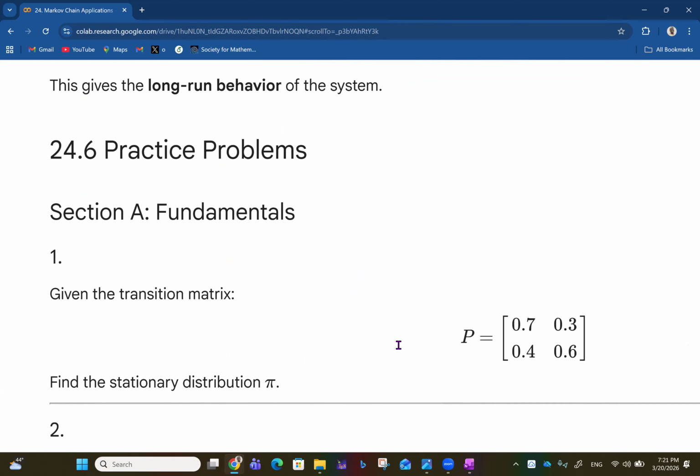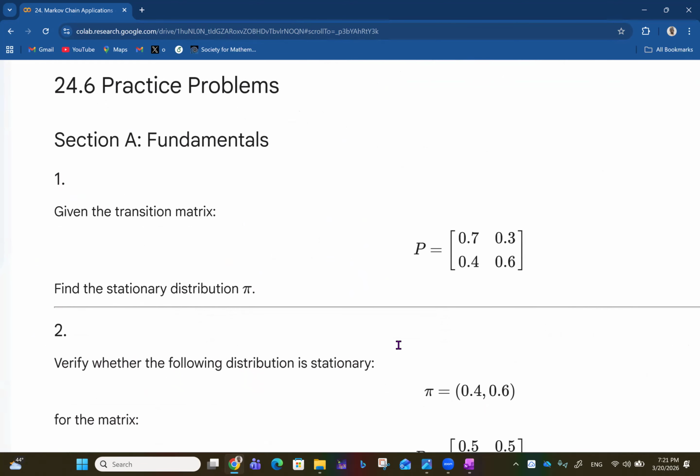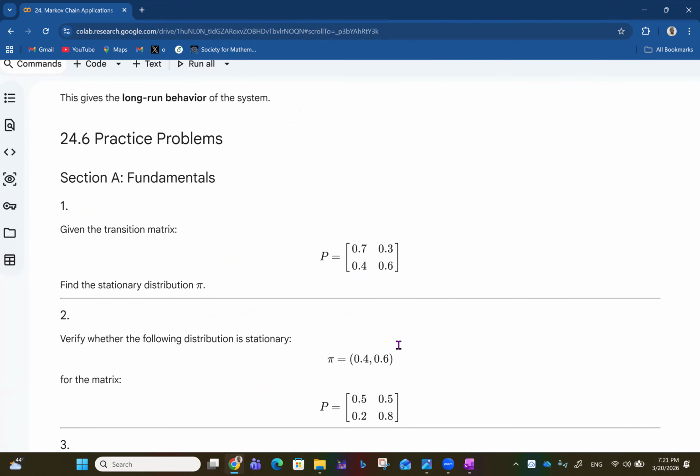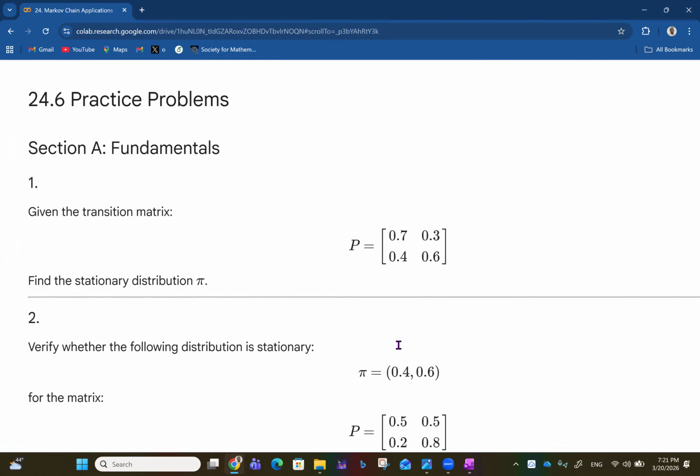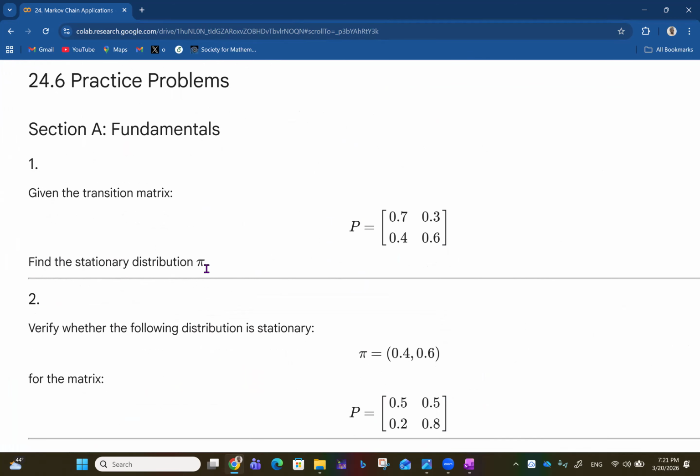First of all, we have some fundamentals. Given the transition matrix P, find the stationary distribution pi. We've done that a lot of times. That's pi P equals pi. Then two, verify whether the following distribution is stationary. That is pi equals 0.4, 0.6 for the matrix P. Is it stationary? If it is stationary and you multiply the two, we should get pi back. So I think that's a nice question to consider.